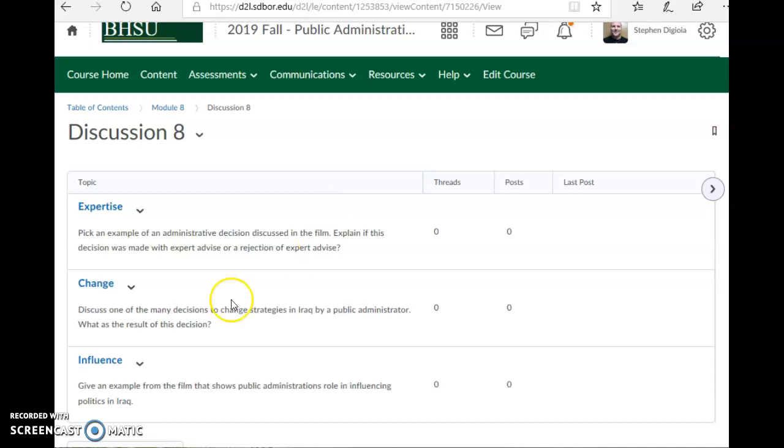The second discussion is looking at change. So you're going to discuss one of the many decisions that are made to change strategies in Iraq by public administrators. I remember some of these administrators were non-military, but they did have power over military personnel. So you can look at that role too. That's a very interesting mix. Kind of the opposite from Stanley McChrystal, where he was administering civilians. In this case, we do have some civilians who took control over parts of some military decision making.